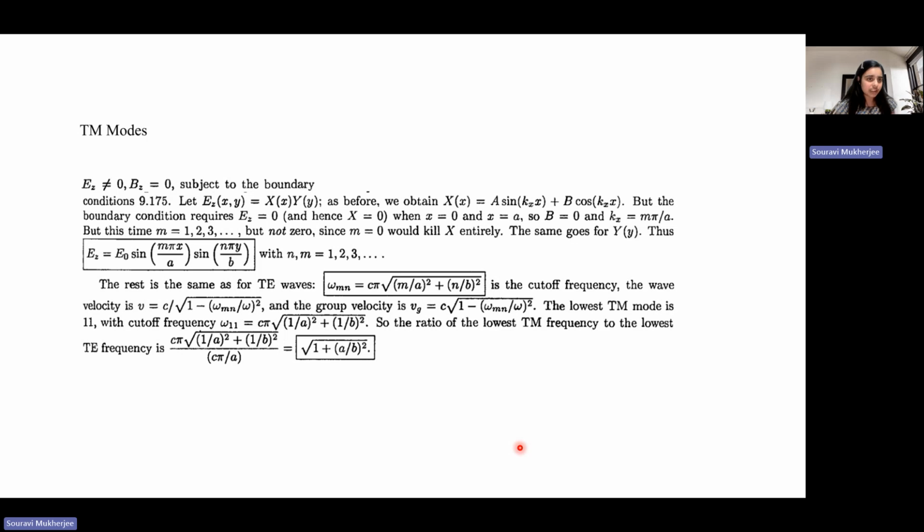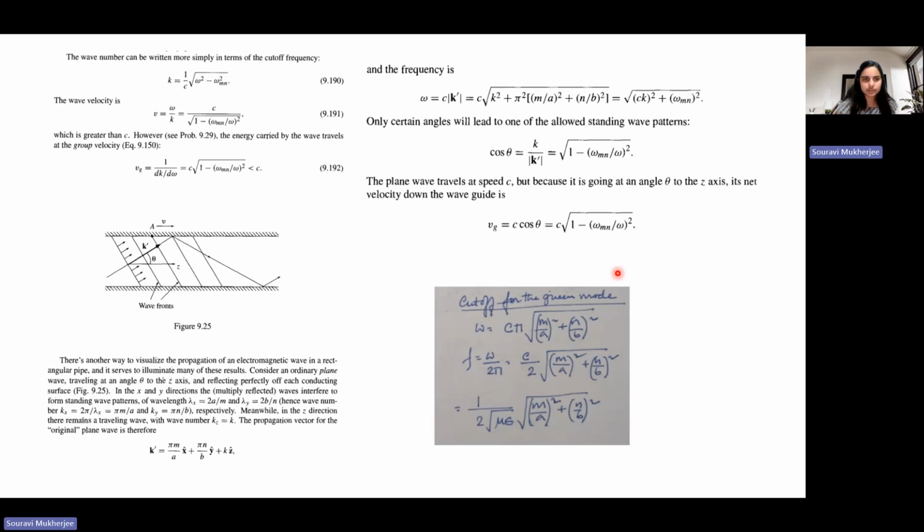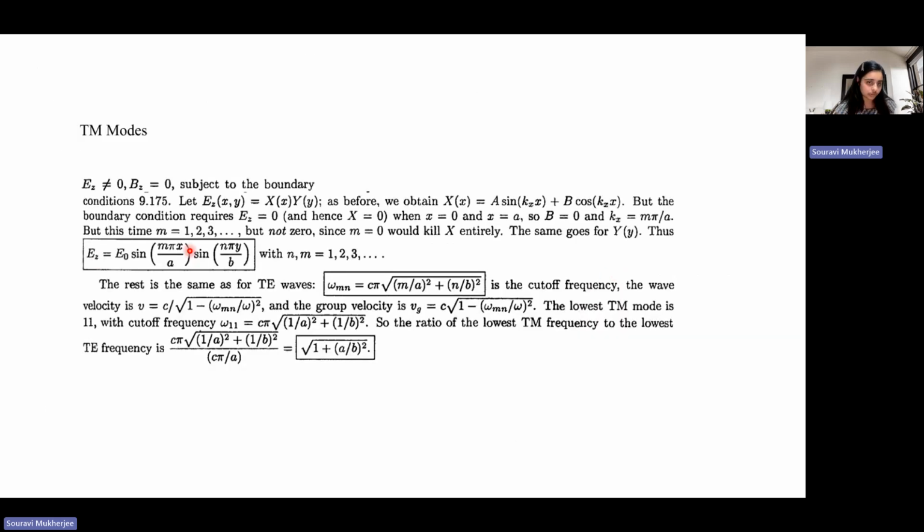And then you can have TE modes, where TE is transverse electric. So then Ez is zero, Bz is non-zero, or you can have TM modes where Bz becomes zero, Ez is non-zero. And then putting the correct boundary conditions, you can define, just as here, an expression for Bz for the different modes. You can also define an expression for Ez for the different modes and try to find the cutoff frequencies.